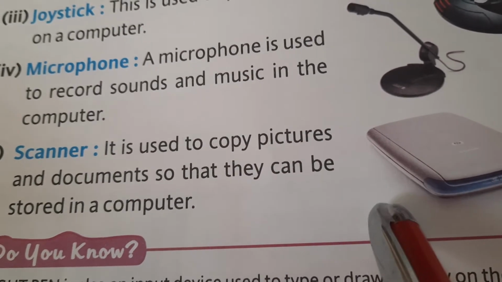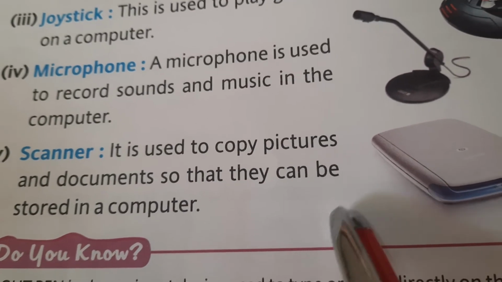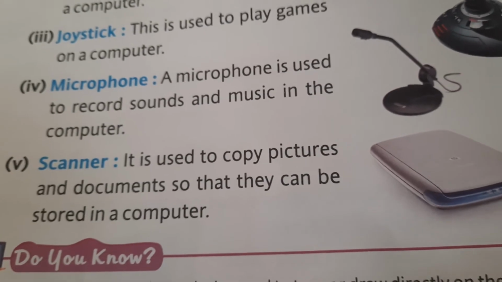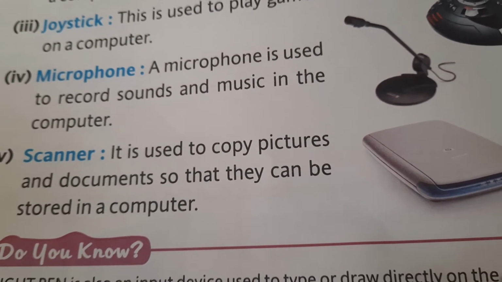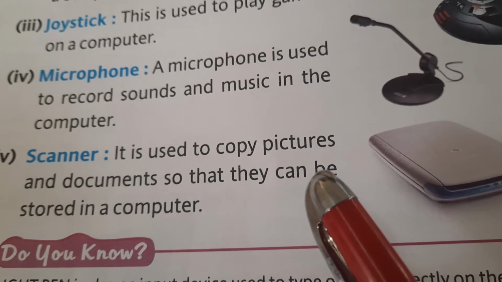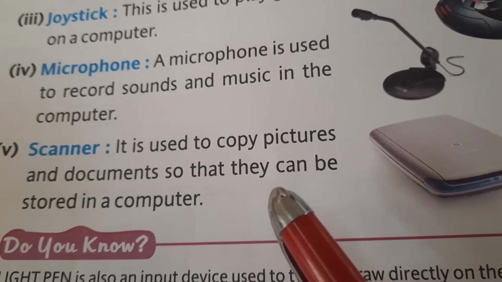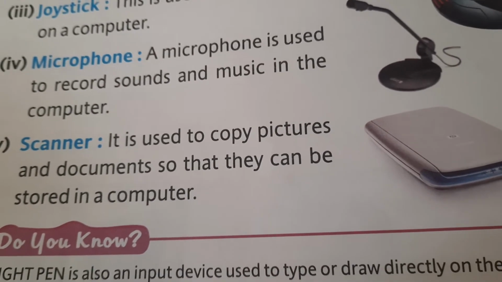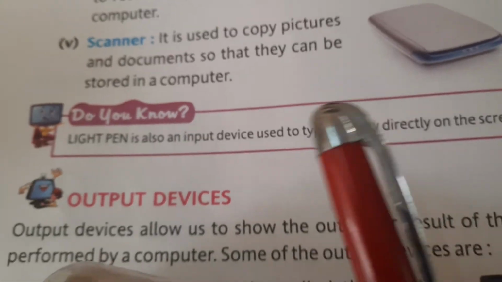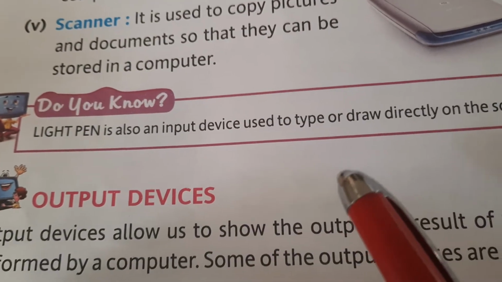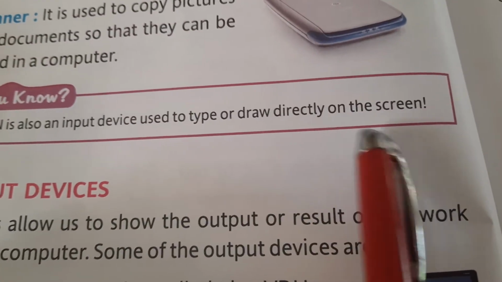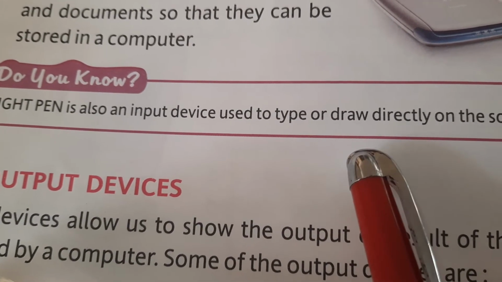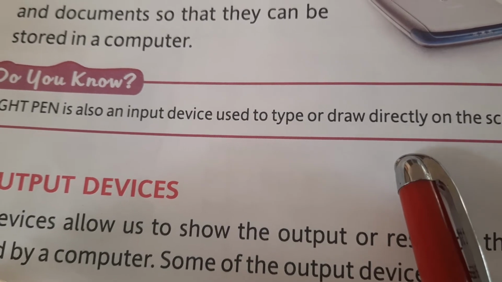We can say that its function is opposite to that of a printer. In a printer, we can see something on the monitor and we can get it on paper using the printer. Here, what we can see on paper, we can get on the screen by using a scanner. Now, do you know the light pen is also an input device, used to type or draw directly on the screen.